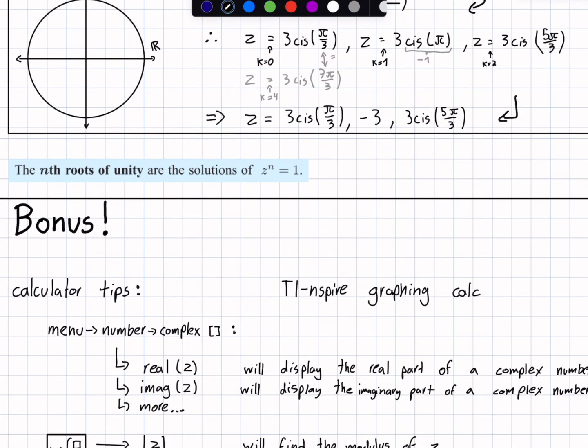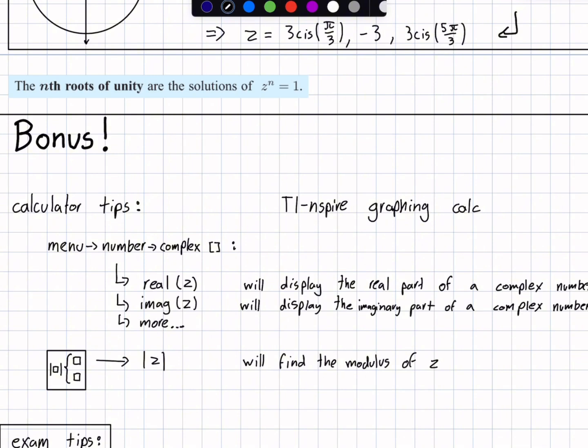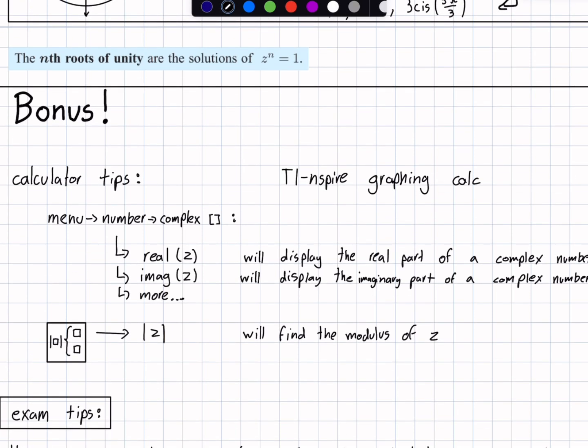If you click menu, then go to number, and then complex, you'll find a very nice list of possible calculations to do with complex numbers, such as finding the real part, finding the imaginary part, and more. If you are wondering where to find something, maybe you should click this button and it will reveal the modulus symbol, which will help you find the modulus of a complex number.